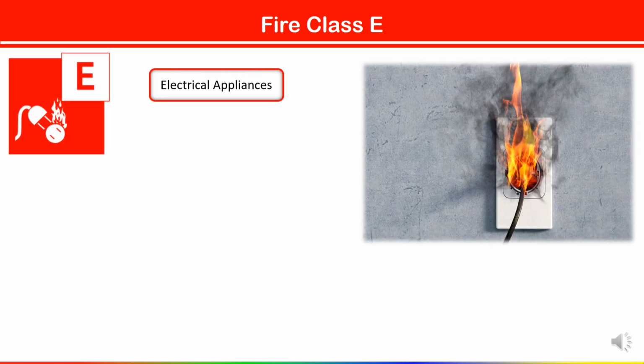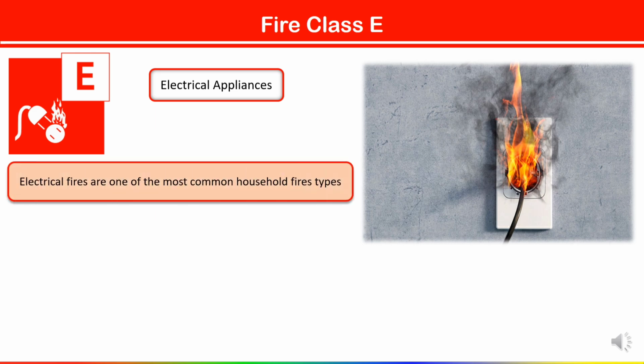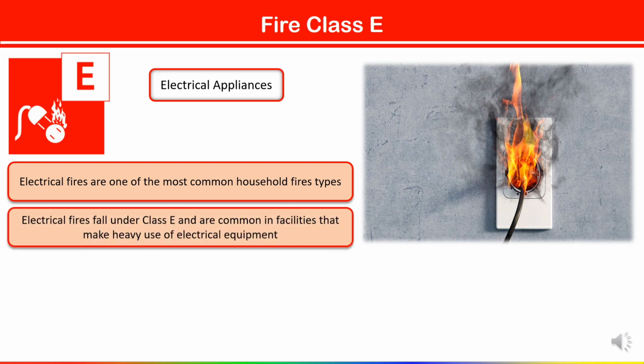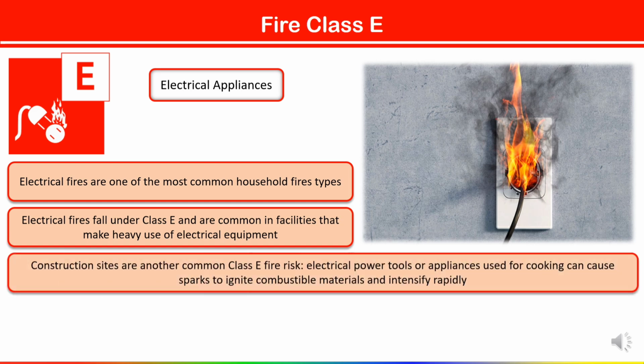Next one is the class E fire. As I told you, class E fires are also known as electrical fires, which involve energized electrical equipment. Electrical fires are one of the most common household fire types. They fall under class E, and in some countries it is also represented as class C. So don't be confused. They are common in facilities that make heavy use of electrical equipment.